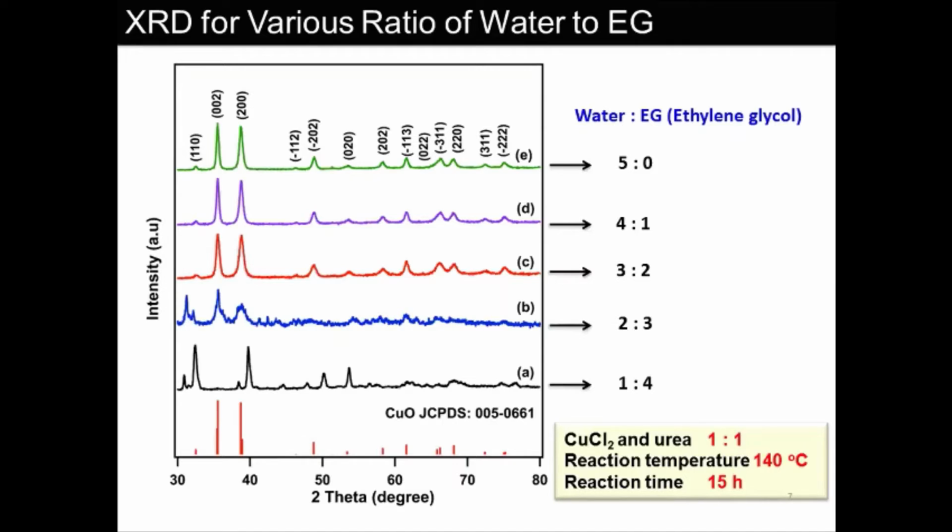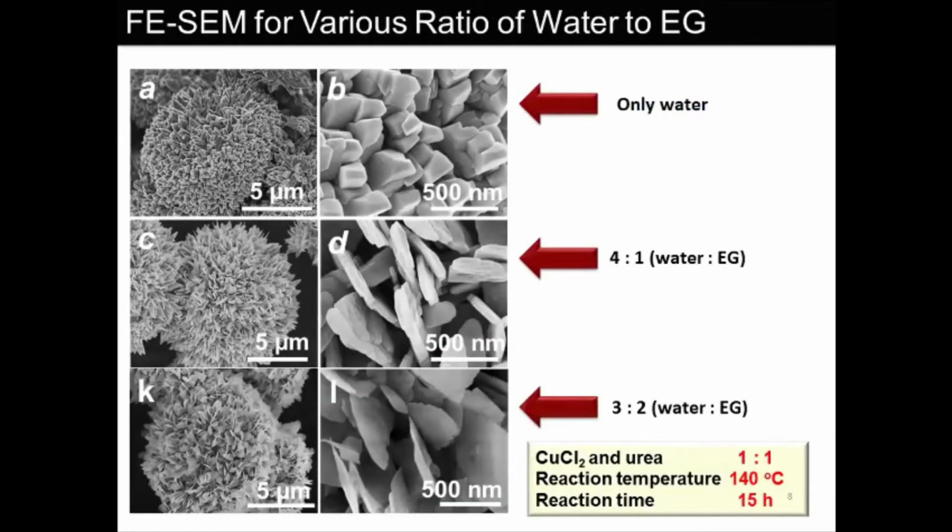also shown for various mixing ratios of water and ethylene glycol, various ratios 5:0, 4:1, 3:2. And here copper chloride and urea were added in the ratio 1:1. Reaction temperature is 140 degrees centigrade, reaction time 15 hours. So for various reaction temperatures and copper chloride urea ratios, we prepared the copper oxide nanoparticles, with water and ethylene glycol at different ratios for a particular reaction temperature, and we kept the reaction time at 15 hours, and the copper chloride and the urea were taken in the ratio 1:1.